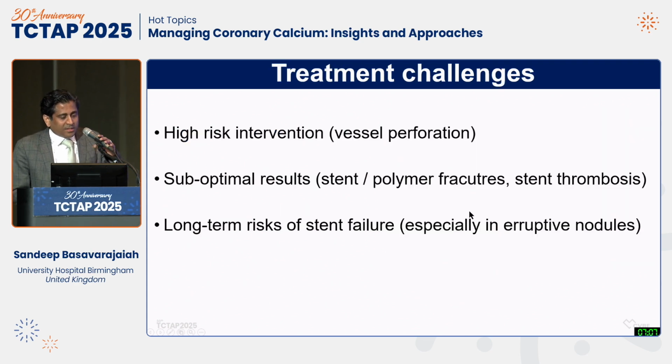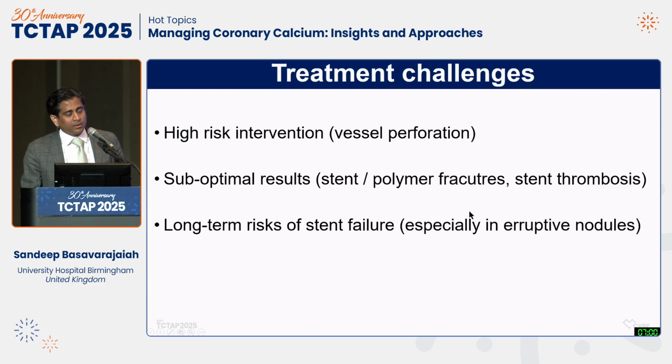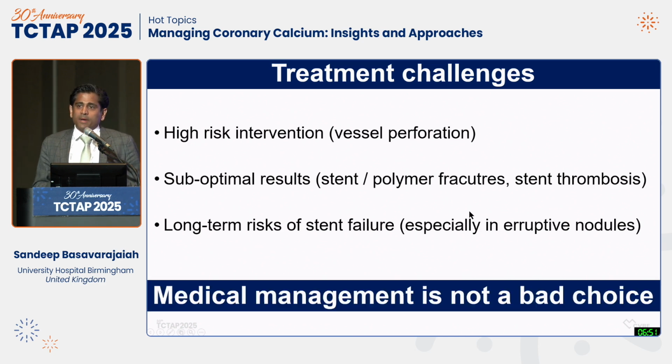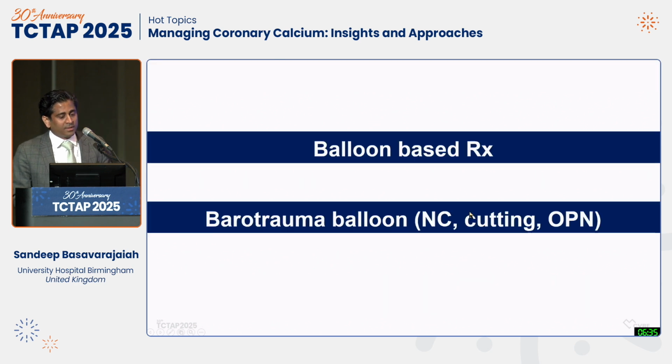So, treatment challenges. All these cases are high-risk interventions. You can have acute vessel problems like perforation, you can have suboptimal results like stent fracture, stent thrombosis, and of course, long-term risk of stent failure, especially in eruptive nodules. So for me, when I encounter these patients, they're generally elderly with renal failure. For me, medical management is okay, especially if they've got stable angina. So I've got a decent number of patients being managed medically on ranolazine and nitrates with no need for intervention. But if that fails, then you have no choice but to intervene on these lesions.